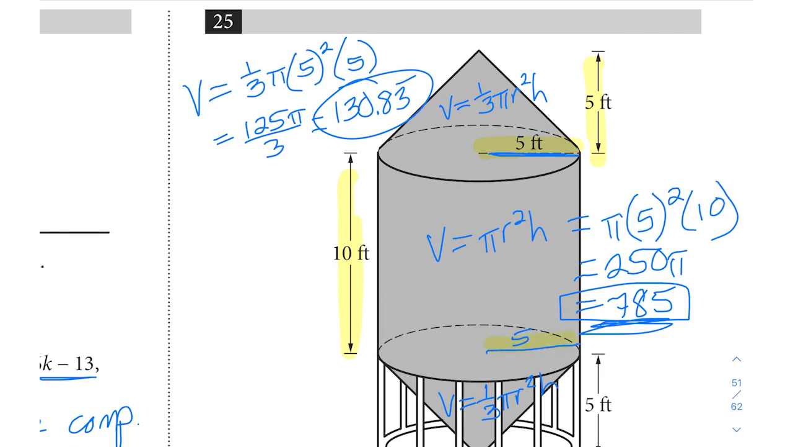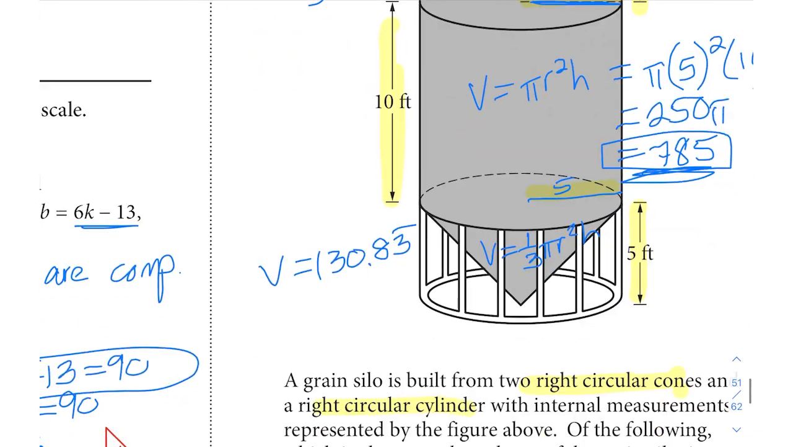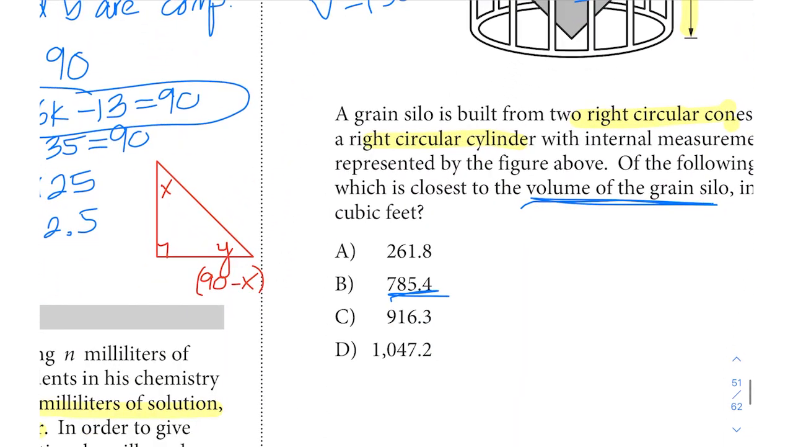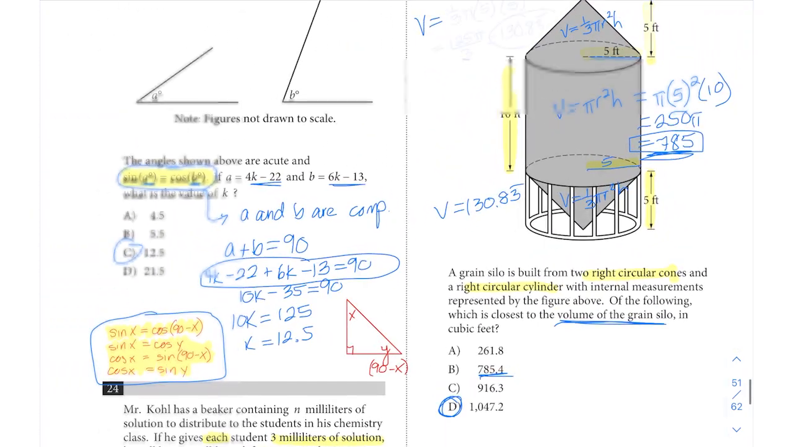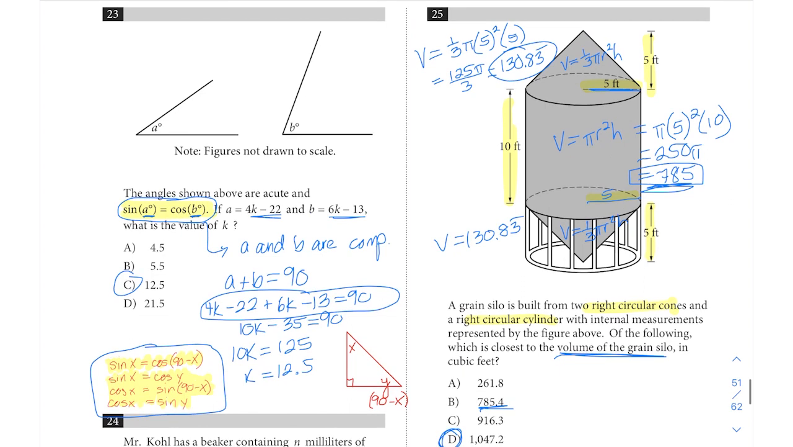And that's for this cone on top, and hopefully we can recognize that this cone on bottom is going to have the same radius and the same height, which means it'll be the same value. This volume for this cone down here will also equal 130.83. So if we add those two plus the 785, we come out with a value around 1,047, and that matches up with answer choice D.